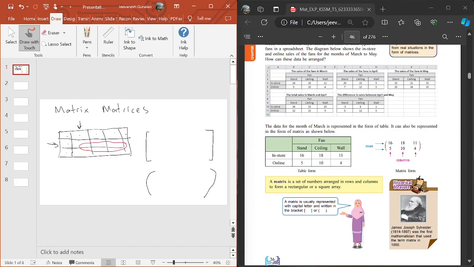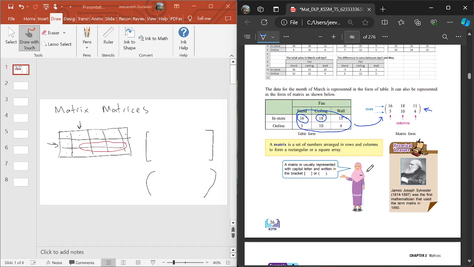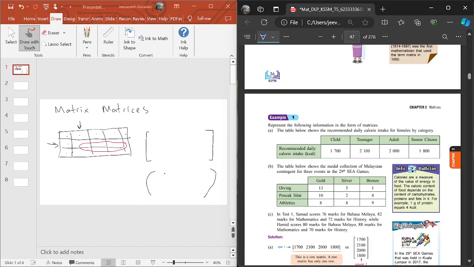So in this case, let me use a pen. These and these and all of these are the data. So this is how data is represented in the matrix. Just like how you write the data in the row and the column, this is how you write it in the matrix. And that's all you have to know about how to represent data in matrices.